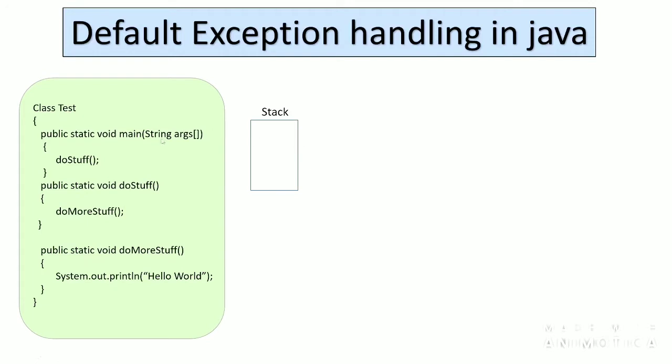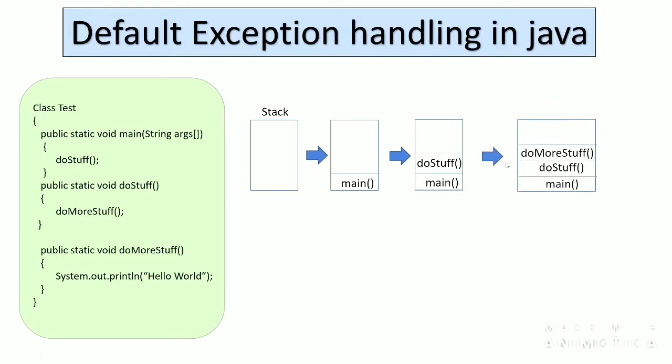The main thread is responsible for calling the main method. So the main method will be called and its corresponding entry will be saved in the stack. Now in the main method, another method is called, that is doStuff. So the doStuff method will be called and its corresponding entry will be stored in the stack. In the doStuff method, another method is called, that is doMoreStuff. So the doMoreStuff method will be called and its corresponding entry will be saved in the stack.